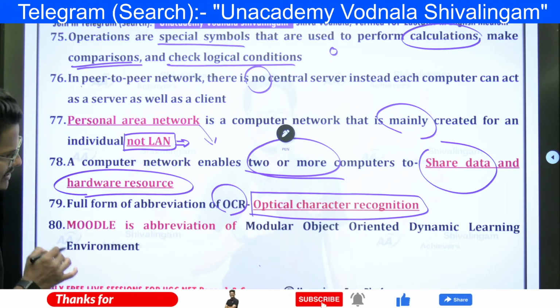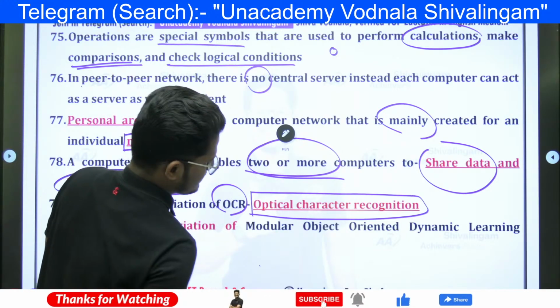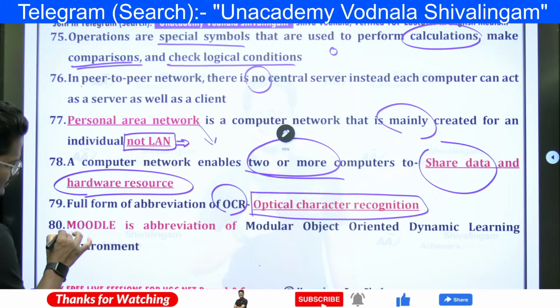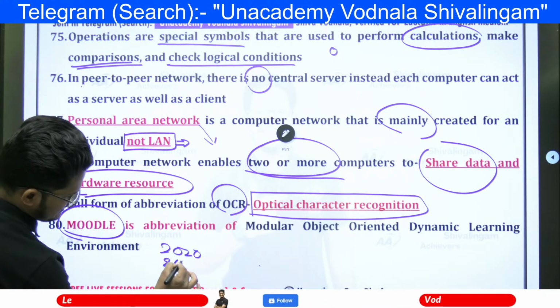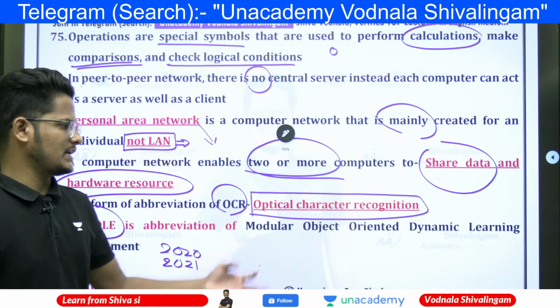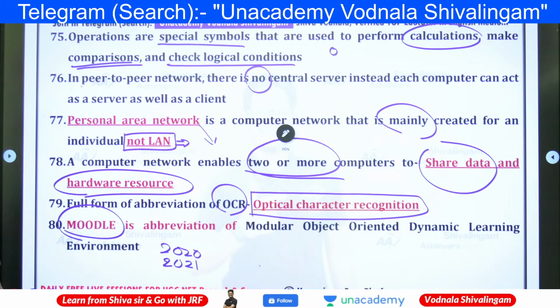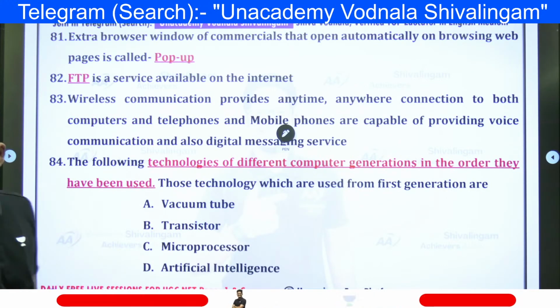And Moodle is an abbreviation of Modular Object Oriented Dynamic Learning Environment. This full form has been asked in 2020 and 2021 also. Modular Object Oriented Dynamic Learning Environment is the Moodle full form.